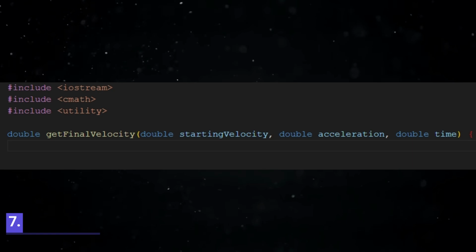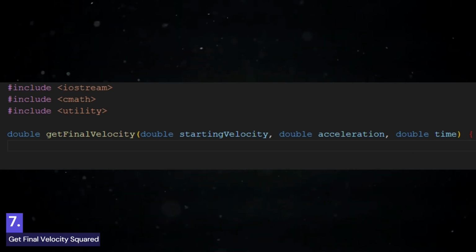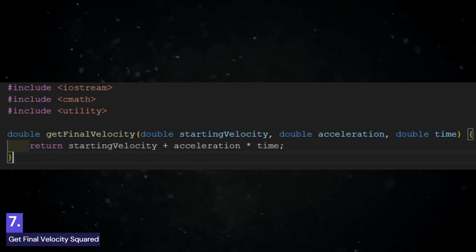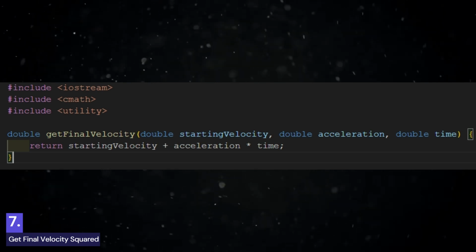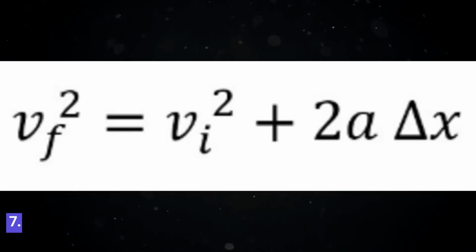The getFinalVelocity function calculates the square of the final velocity based on the starting velocity, acceleration, and the change in position. The formula is used to eliminate the need for time when determining velocity.